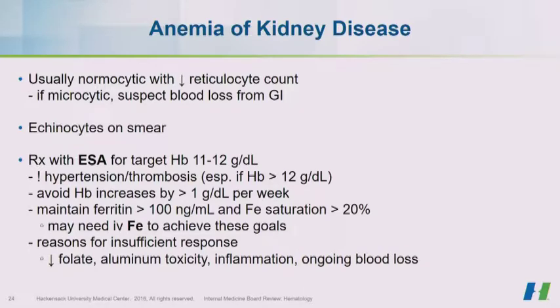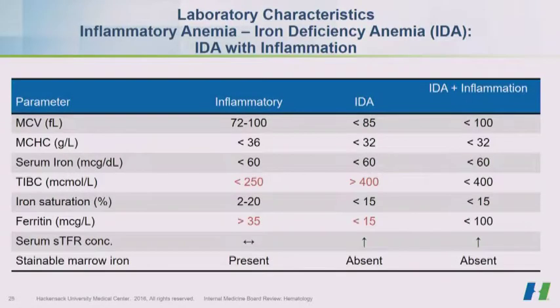You may use erythropoietin stimulating agents, which you do routinely anyway, with the same cautions as on the previous slide, and you may need iron for those patients. So erythropoietic stimulating agents and maintaining good iron levels are important in anemia of kidney disease.